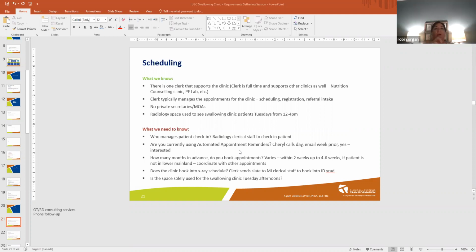So obviously when they're given an encounter, they're given a radiology encounter with a radiology location? Yes. Current state? Yes. Okay. And you guys are a separate entity as the swallow clinic, right? Yeah.